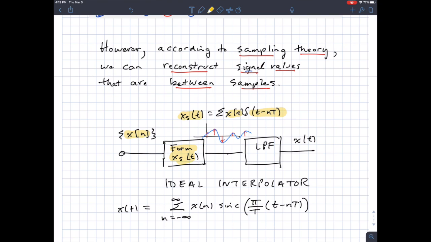All right, so I've drawn that here. It's got impulses in red, and what I'm trying to depict there is that the impulse height, the weight of the impulse, is given by the signal value. All right, so we put this signal into the low pass filter and out comes x(t). All right, so just samples here. Out comes the full known value of the signal for any value of t, even those between samples. All right, so that's the idea.